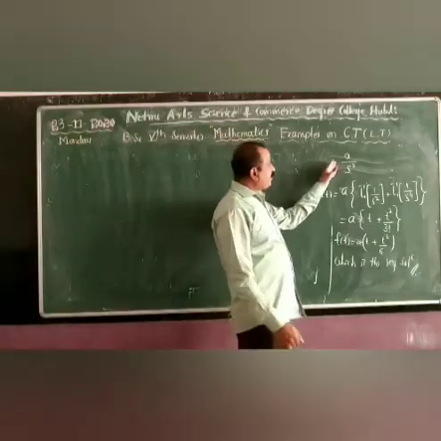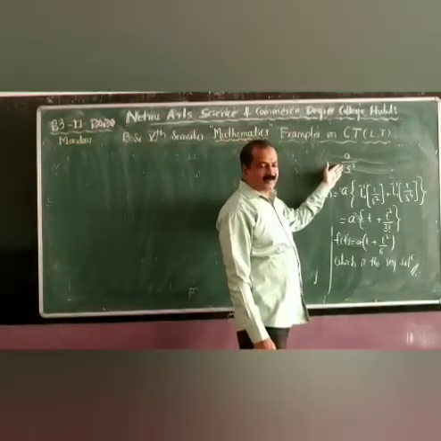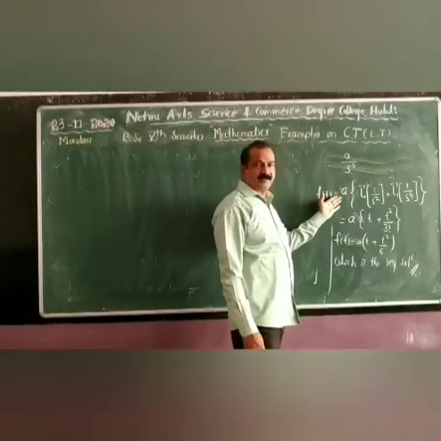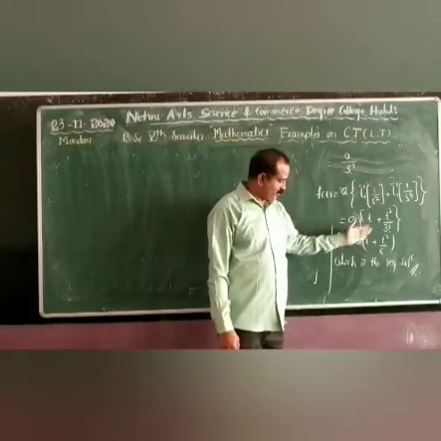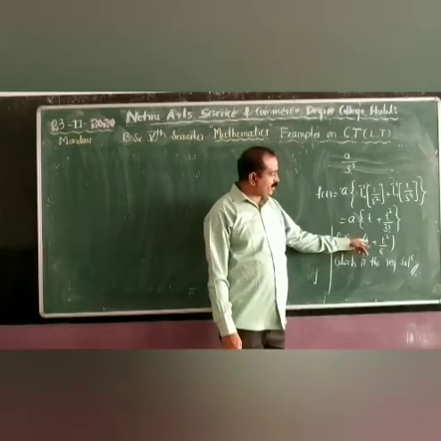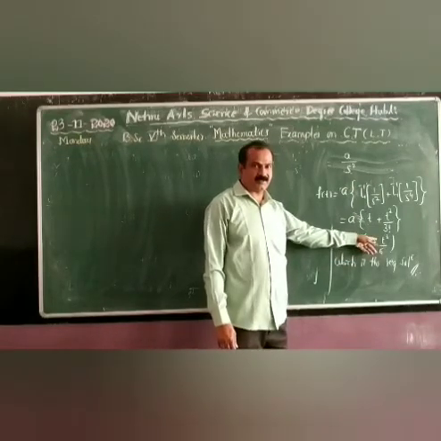I had not written a in that step. So f of t is a into bracket t plus t cube by 6, which is the required solution.